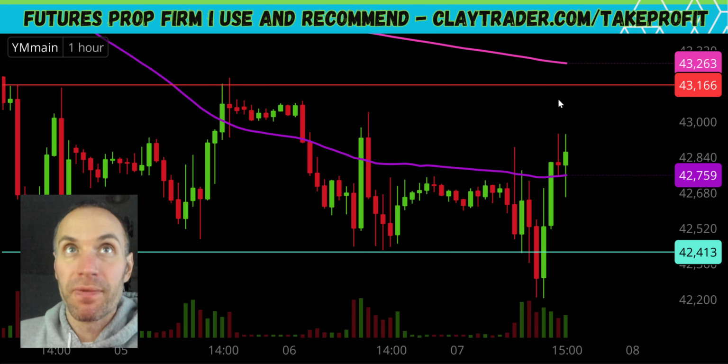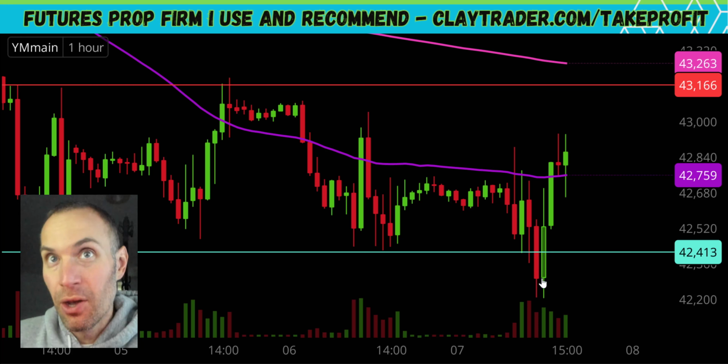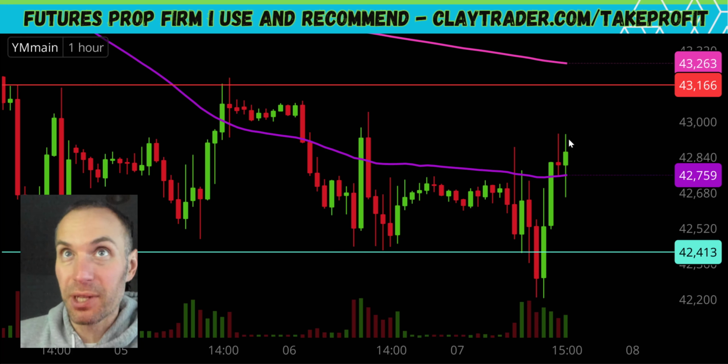But if I would have guessed, I would have thought that this one would have been knocking on the door of the upper part of the channel, if not pushing through there, given how strong the other ones were. But because of that opening shift downwards, it just had to play the rest of the day kind of recovery.